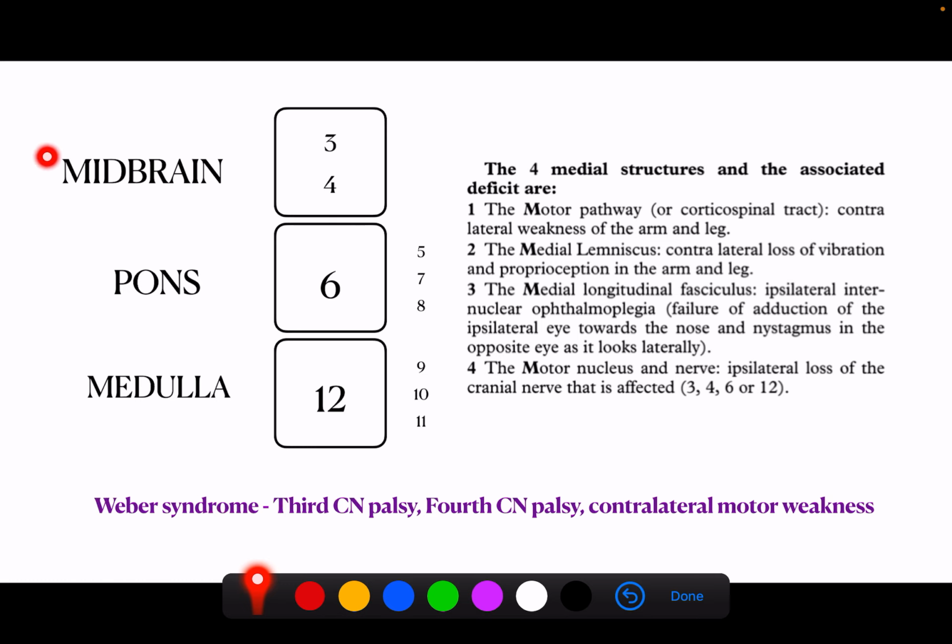So in the midbrain, there are the cranial nerves that lie medially. So here, damage to that cranial nerve leads to cranial nerve palsy, the third cranial nerve palsy. Also, there are the 4 midline structures beginning with M: the motor pathway, whose damage leads to contralateral motor weakness. Also, damage to the medial lemniscus leads to loss of vibration sense and proprioception. Damage to the medial longitudinal fasciculus leads to internuclear ophthalmoplegia. Okay, these are the examples of our brainstem stroke syndromes, like Wallenberg and Weber syndrome.